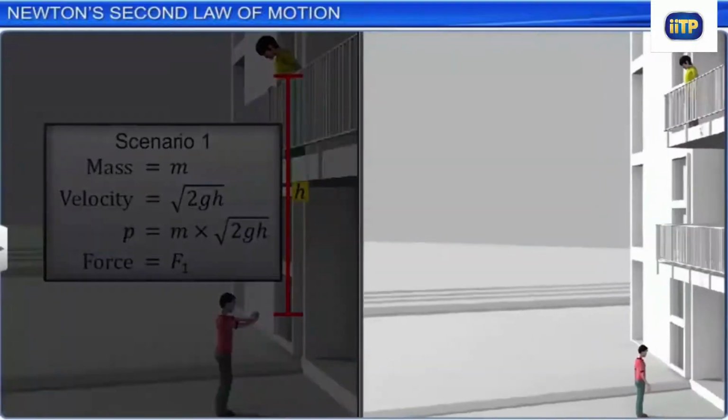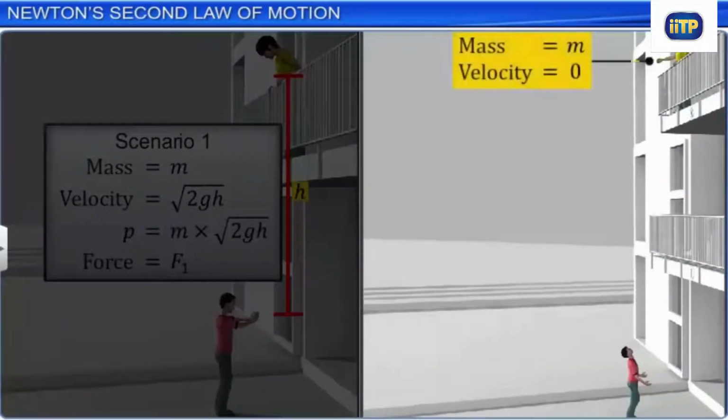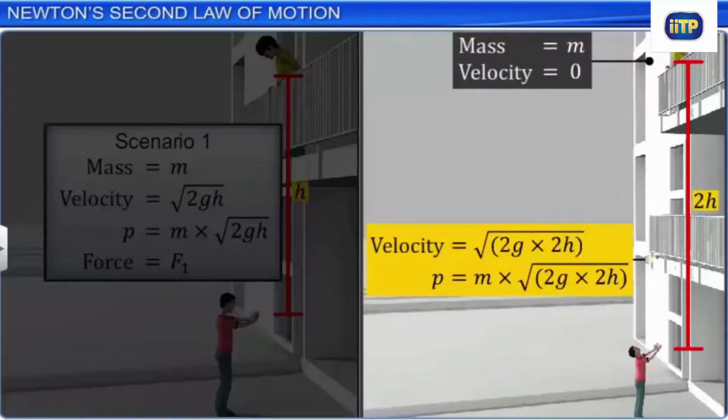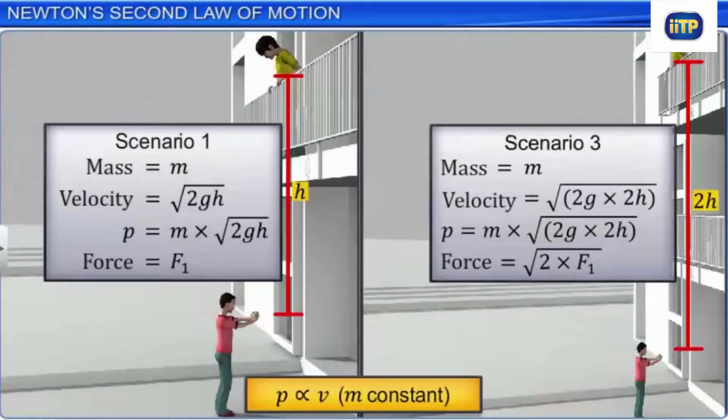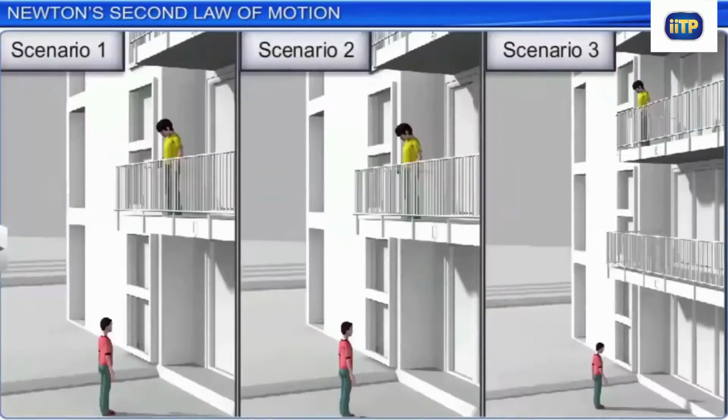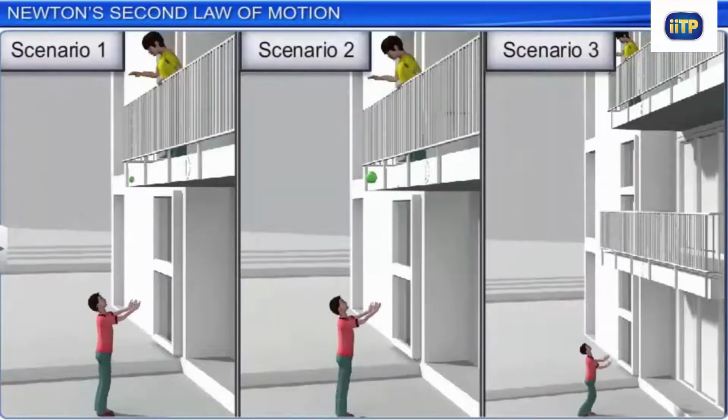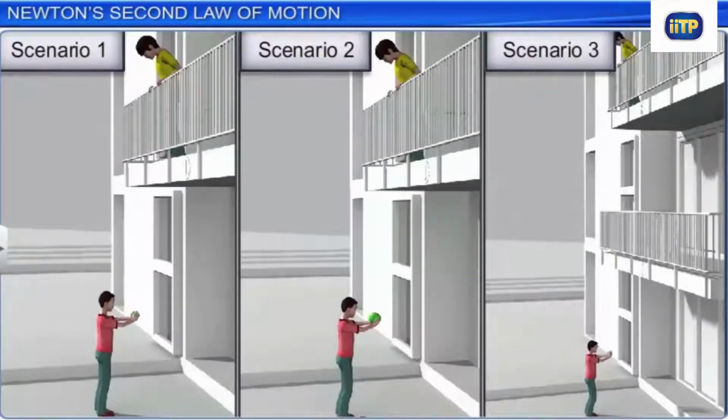In the same scenario, if a ball of mass m is dropped from the second floor balcony from a height 2h, its velocity increases, and therefore, its momentum also increases. Consequently, more force is required to catch the ball. Here, the momentum increases due to an increase in velocity. In all these three scenarios, the ball has some momentum when it touches the hands of the boy catching it.